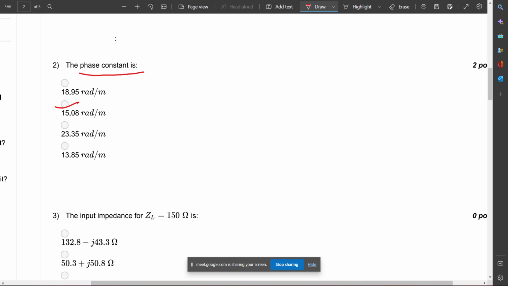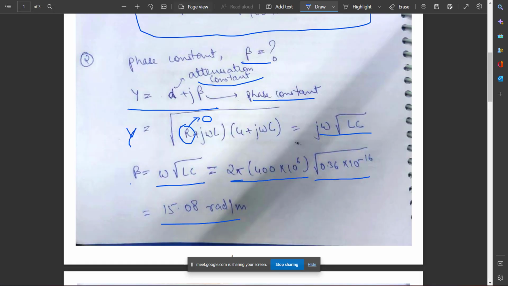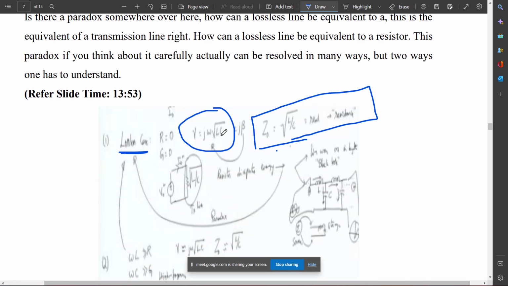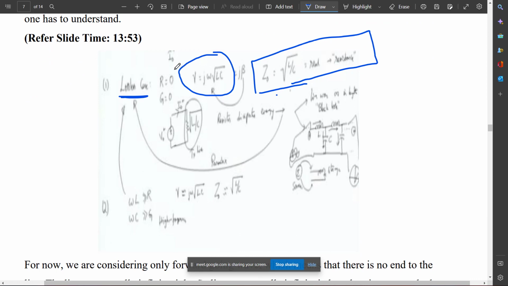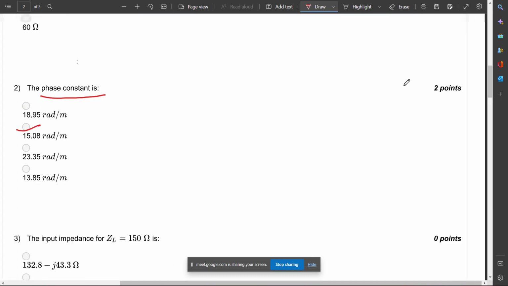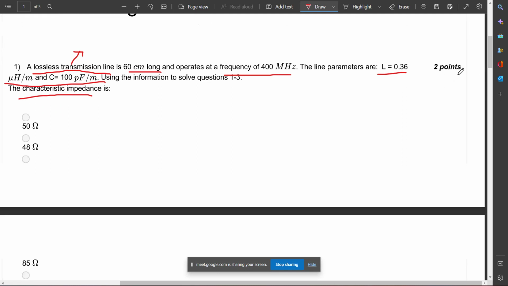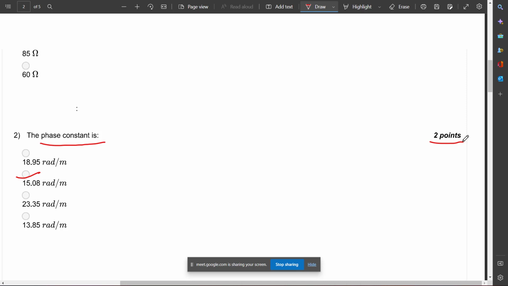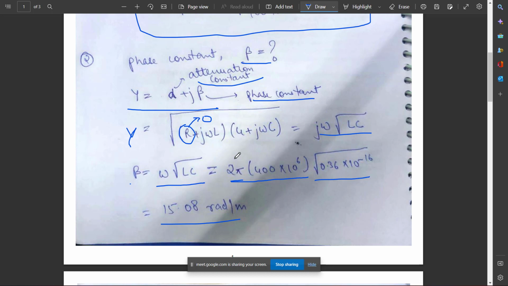So is there any issue here? It's a pretty simple formula based question, right? If you know the lossless transmission line case, what the propagation constant is, what the characteristic constant is, what the formula will be, you will be able to solve these questions. And these questions are 2 points each. So they are pretty simple questions, and you will be getting double the marks for the effort. Do you have any doubt here? Or should I go ahead? No, ma'am. Clear. Okay, good.